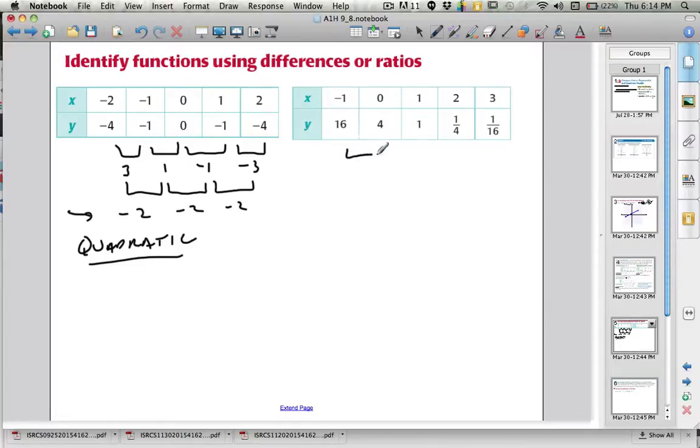If we look at differences, 4 minus 16 is negative 12, 1 minus 4 is negative 3, 1/4 minus 1 is negative 3/4. You'll notice how my differences are descending. You notice how these mirrored each other, but these are just straight descending. If I look at second level differences, negative 3 minus negative 12 is 9. Negative 3/4 minus negative 3 is 2 1/4. So differences aren't going to get me there with these. It isn't following a pattern.